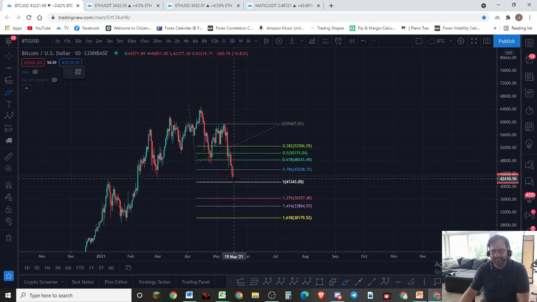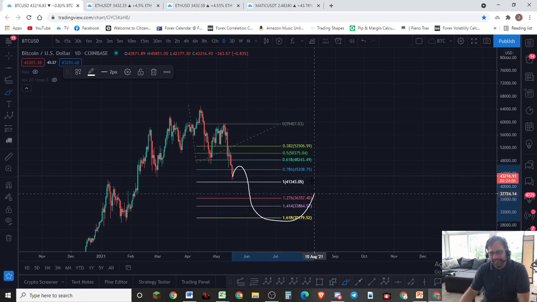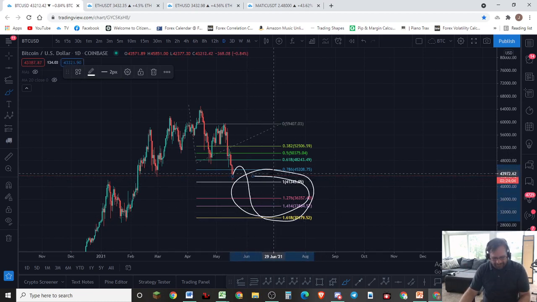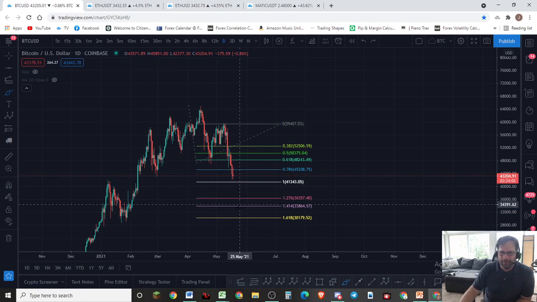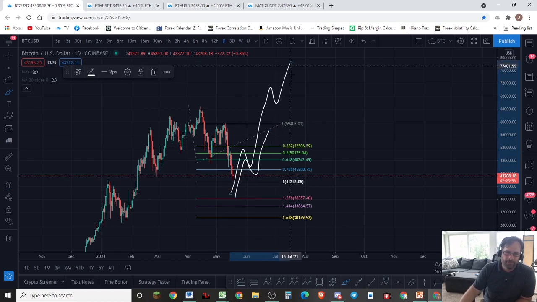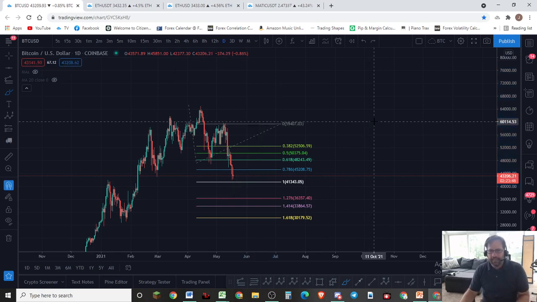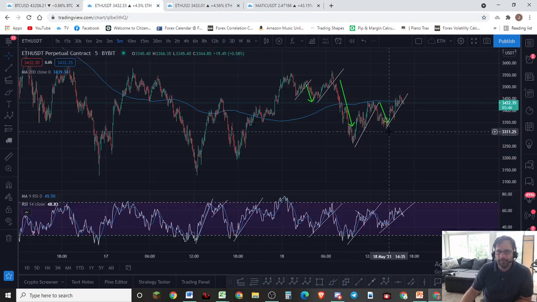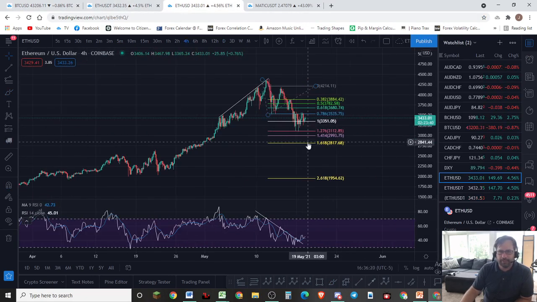Okay, final thoughts. Watching this level right in here, watching any of these fibs, want to see where we find support and find a bounce. I'm going to be looking to go long in this range here for at least three waves, hoping that we get a nice bull move that just goes parabolic. That would always be exciting to have if that happened, but don't know if that's going to happen or not. We'll wait and see if the market gives it to us. And then if we get another move up, that means Ethereum is going to also be heading up as well.